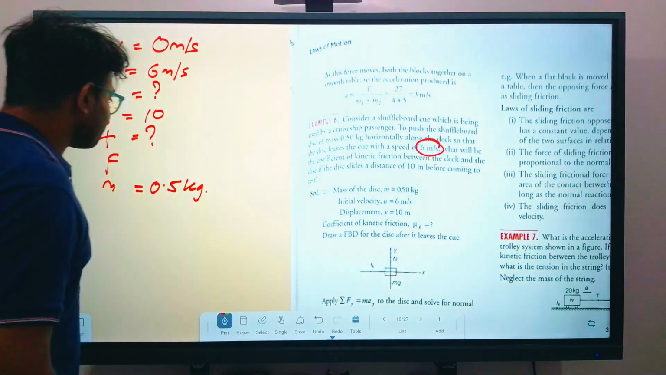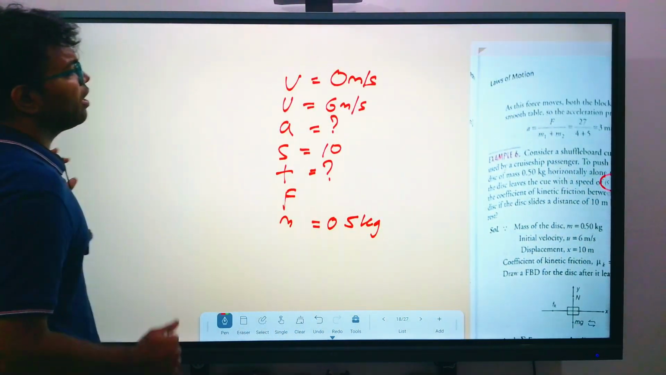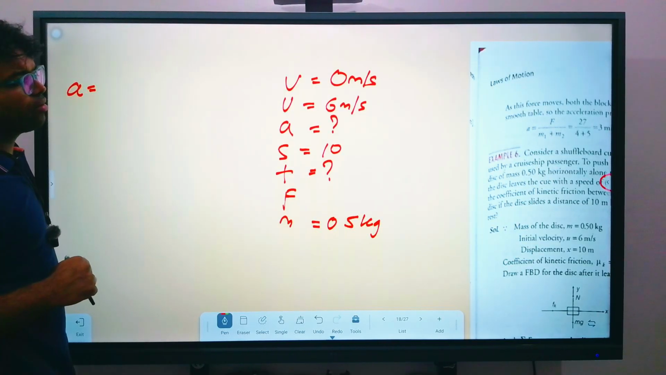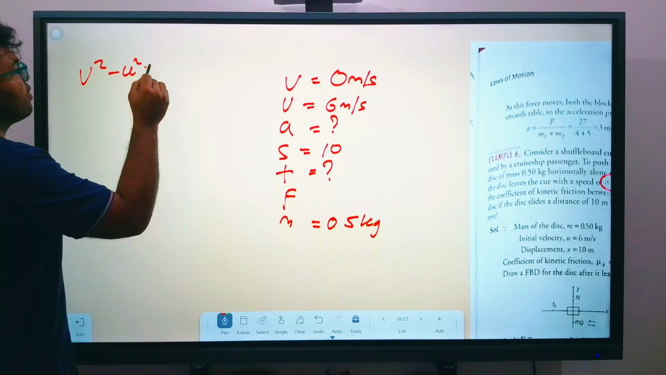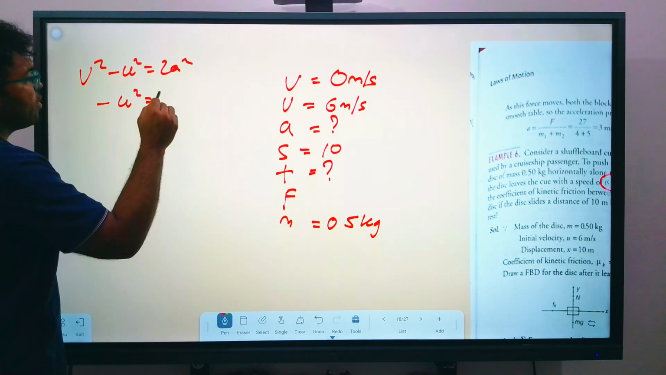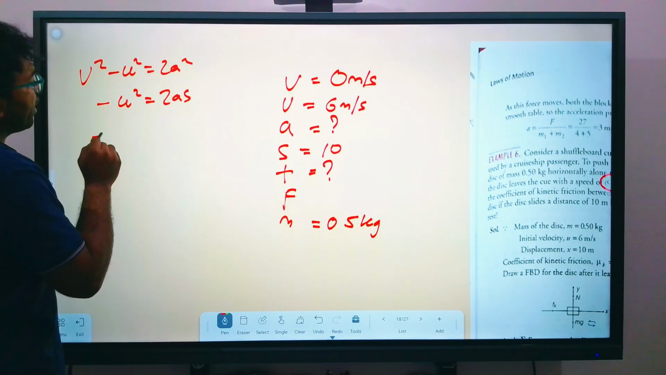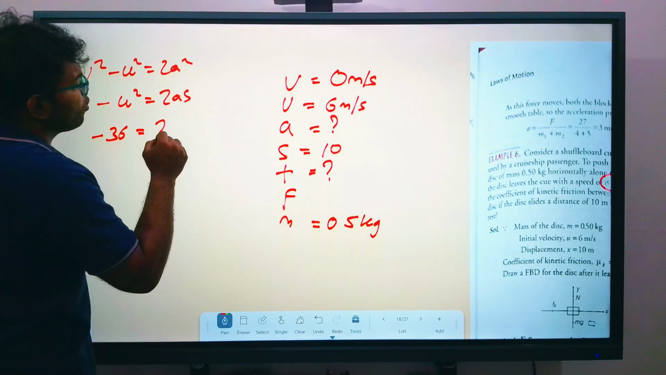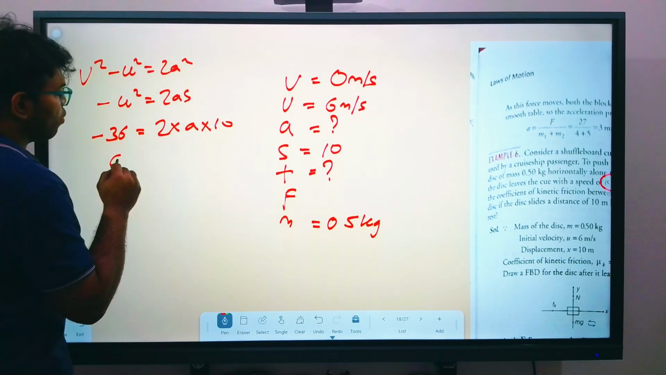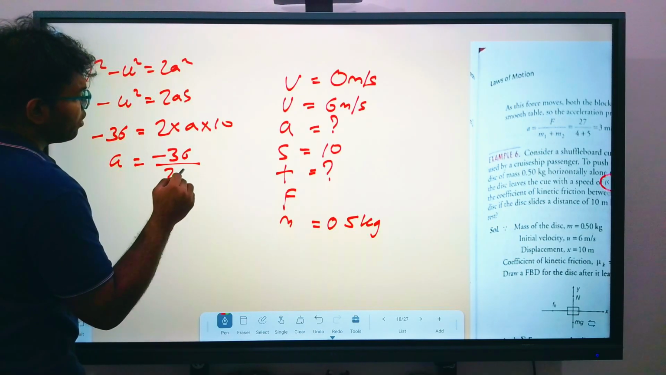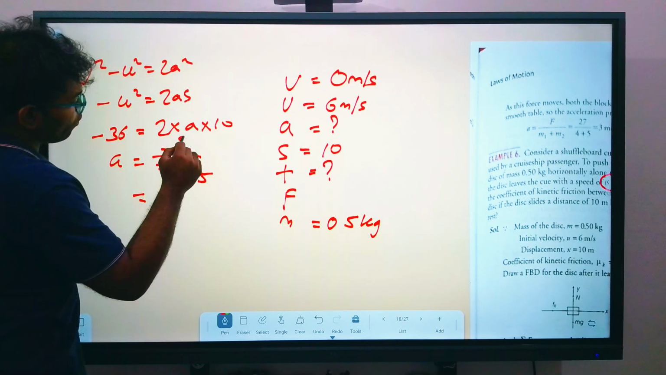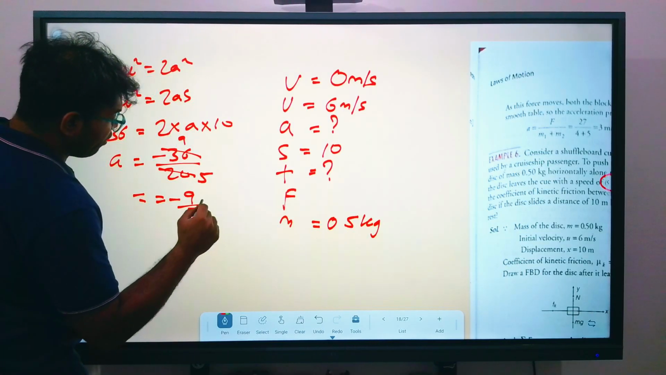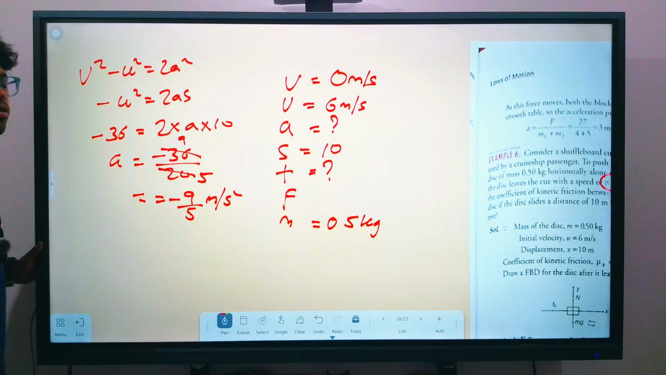Okay, fine. So, what is the acceleration going to be? V square minus U square is equal to 2AS. Therefore, minus 36 is equal to 2 into A into 10. So, A is equal to minus 36 upon 20. 4 5 are 20, so minus 9 by 5 meters per second square. We have calculated the value of acceleration.